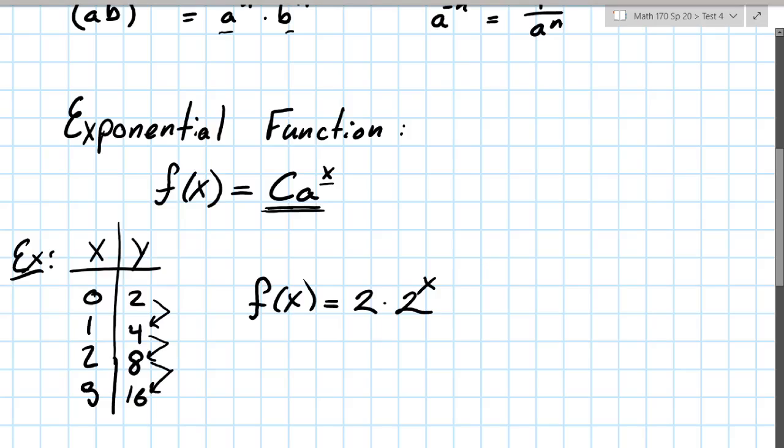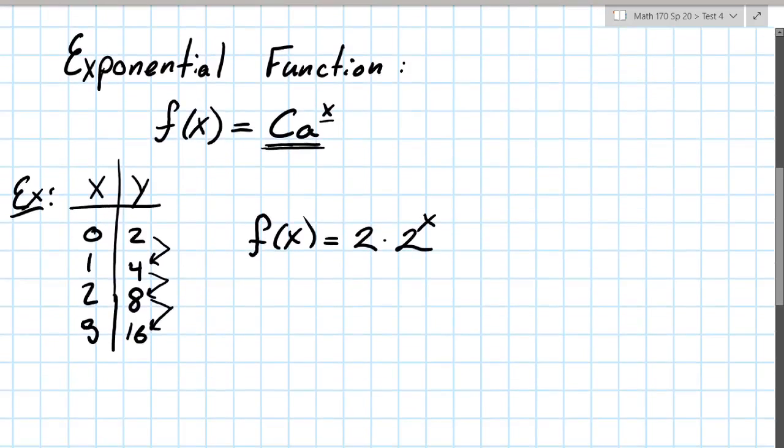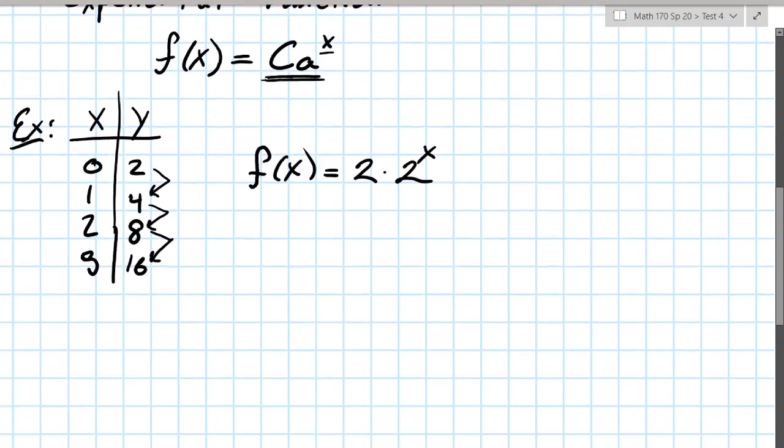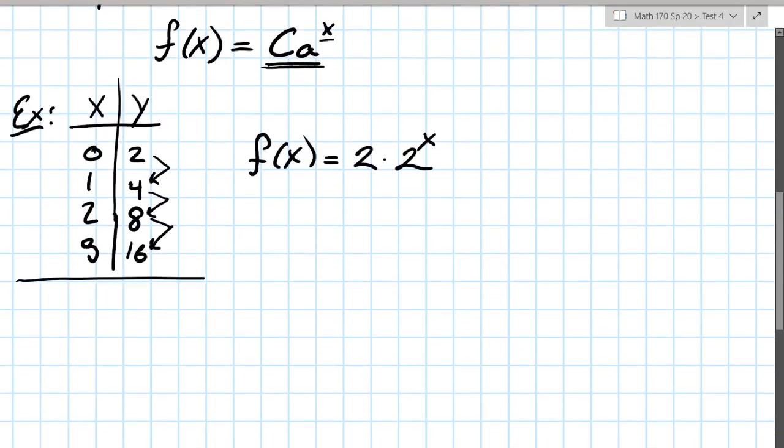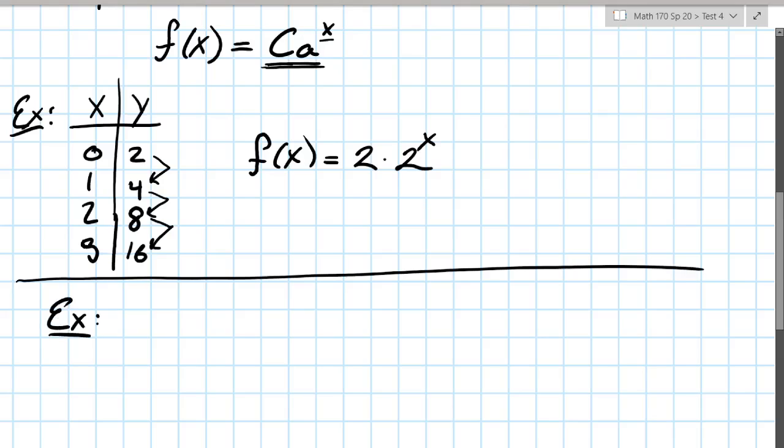Let's see if this works. If x is 0, we have 2 times 1 is 2. If x is 1, we have 2 times 2 is 4. If x is 2, we have 2 times 2 squared, or 2 times 4 is 8, and so on. So that is the exponential function for the table that I've listed. So you may be asking yourself, that's great, we have exponential functions. What are we going to do with them?